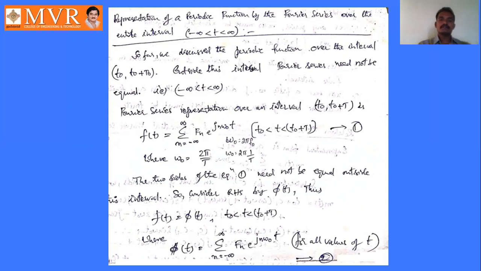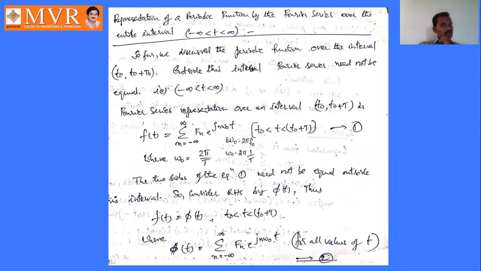First of all, we will see the Fourier series representation over an interval. This is a limited, finite interval. T naught to T naught plus T: f of t is equal to sigma n equals minus infinity to infinity fn into e power plus jn omega naught t during this interval T naught to T naught plus T. That is taken as equation number 1, where omega naught, the angular frequency, equals 2 pi f naught, that is 2 pi by T. The two sides of equation 1 need not be equal outside this interval.